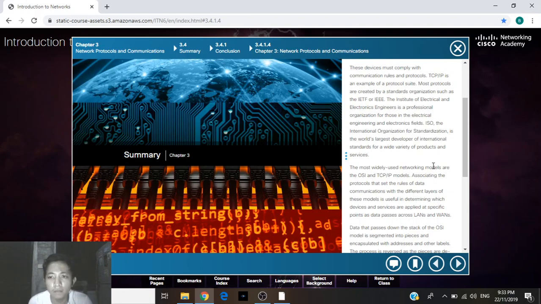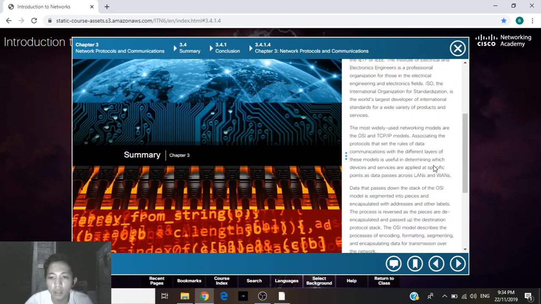ISO, the International Organization for Standardization, is the largest developer of international standards for a wide variety of products and services. The most widely used network models are the OSI and TCP/IP models. Associating the protocols that set the rules of data communication with the different layers of these models is useful in determining which devices and services are applied at specific points as data passes across LANs and WANs.